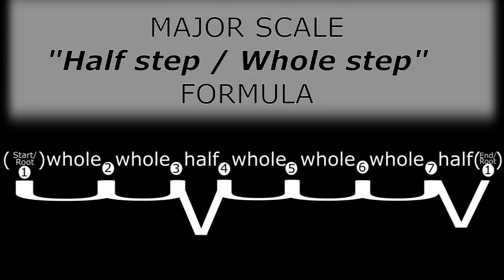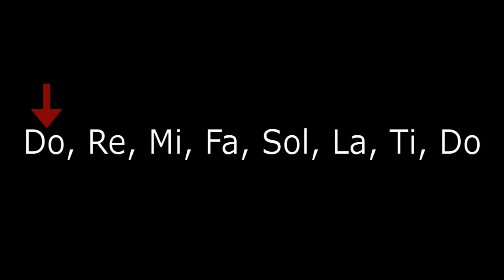But the pattern whole step, whole step, half step, whole step, whole step, whole step, half step is the pattern that will create a major scale for you no matter what note you start on in the whole spectrum of notes. That pattern sounds like the do re mi scale. Do re mi fa sol la ti do, do ti la sol fa mi re do. That set of notes is what we call the major scale.